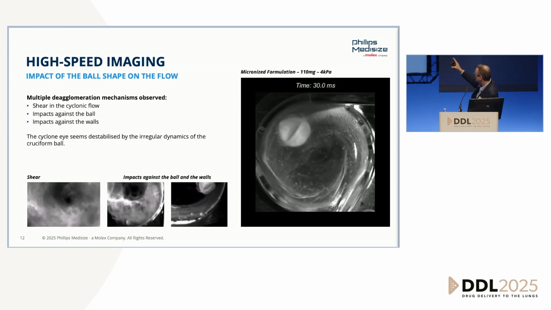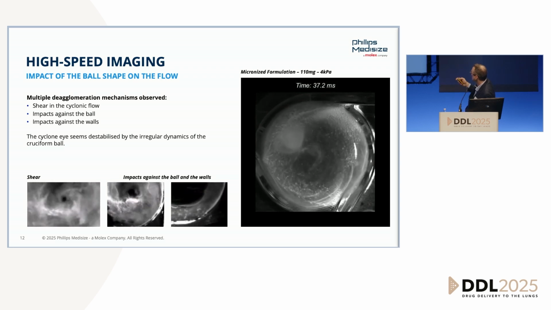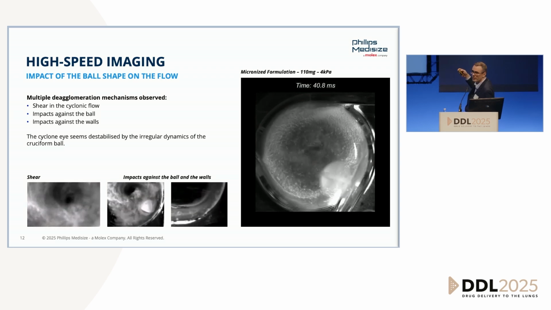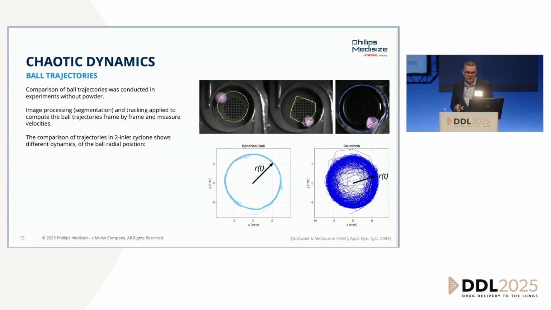This time you see the cyclone moving around as the flow goes on, but the ball also has some sort of irregular motion. So we've realized that this motion, you could observe it without powder because it's due to the flow of air going through the chamber. And once you do recordings without powder, you can analyze the images by image processing, apply a segmentation, and record frame by frame the position of the ball. So you can construct the trajectory. So you have 2 typical trajectories.